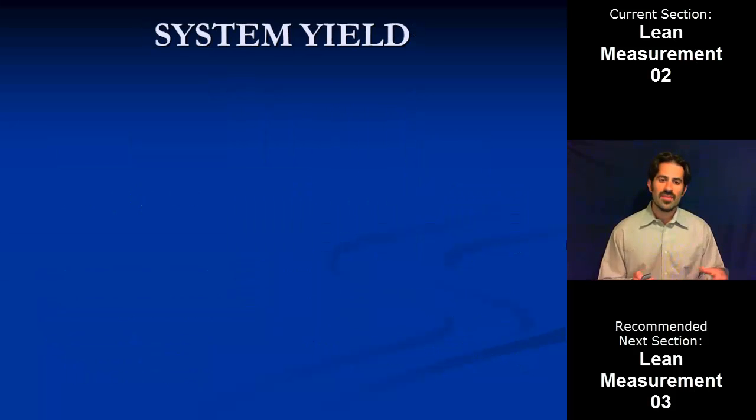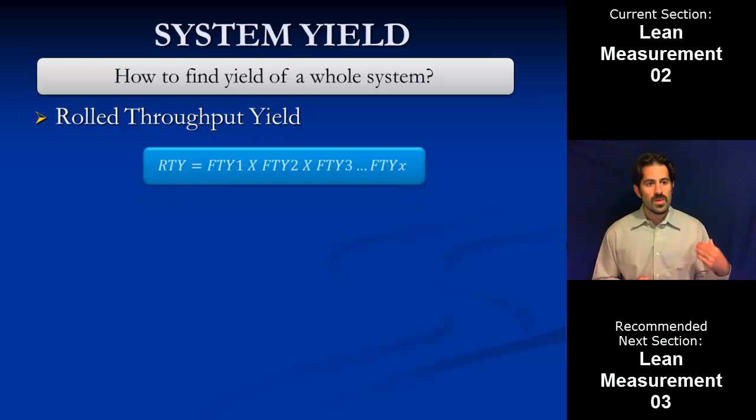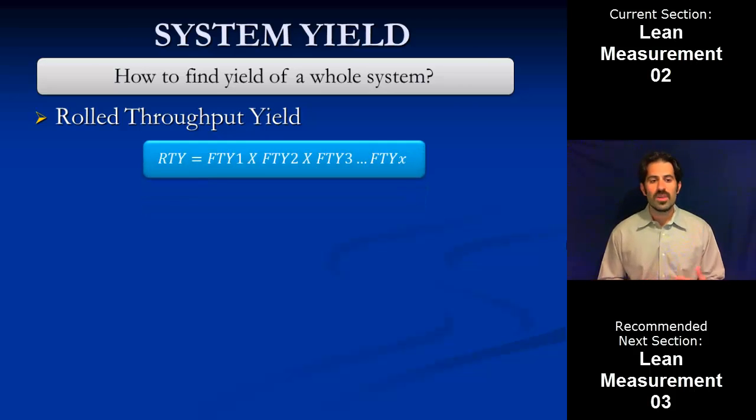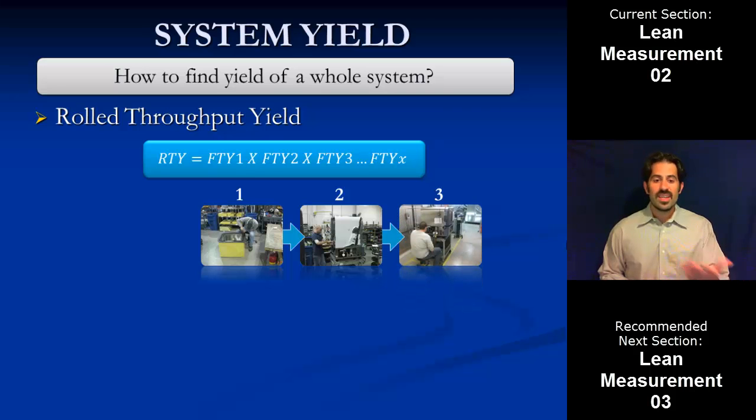Then moving beyond individual yield for just maybe one step or one process, we kind of want to look at how we find the yield of a whole system. If there's 9 links in that chain, how do we find that whole system yield so we can start making big picture comparisons? Well, we use something called rolled throughput yield, and really all that is, what that little formula means, is you just take that first time yield for each step and multiply them all together in one big chain. So in this case, we've got 1, 2, 3 steps right in a row.